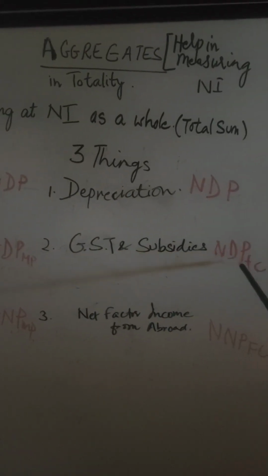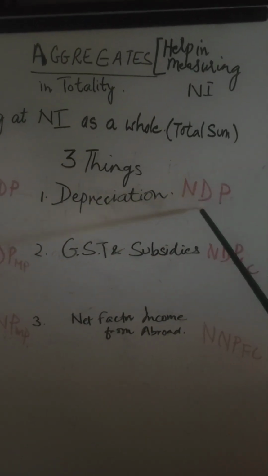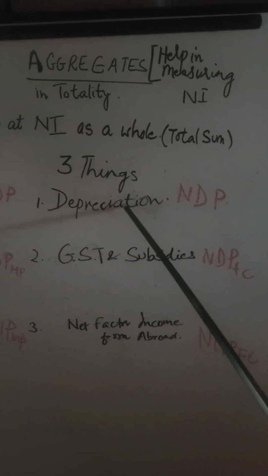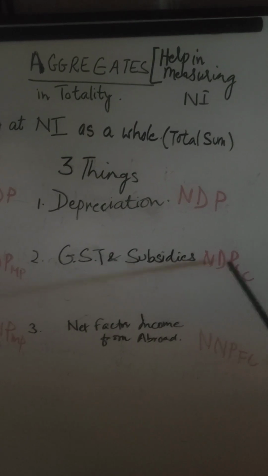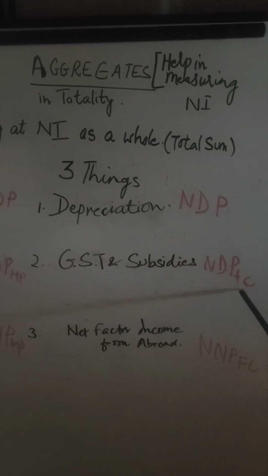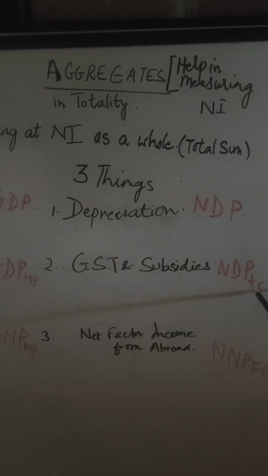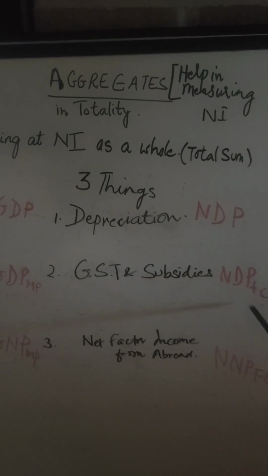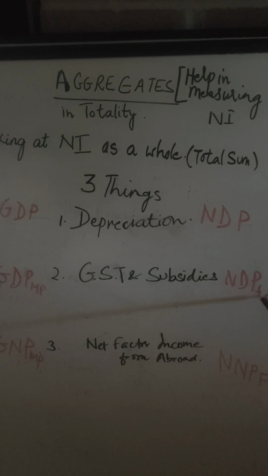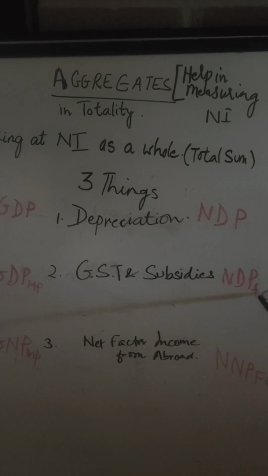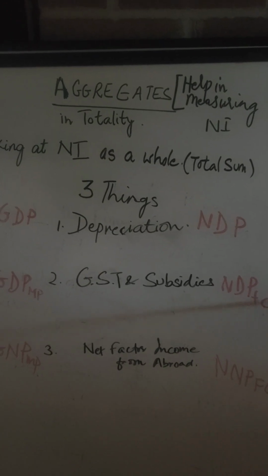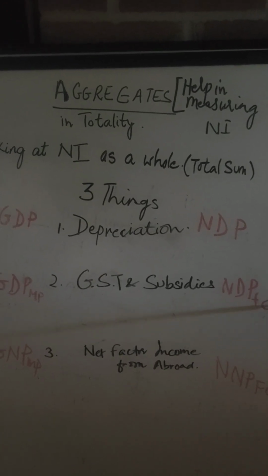And then we have what is known as net domestic product. It has no value of depreciation, that's why it is net. These are domestically produced goods and services, and factor cost means that all the goods and services are calculated at just the factors of production: land, labor, capital, enterprise, what you have paid for them.